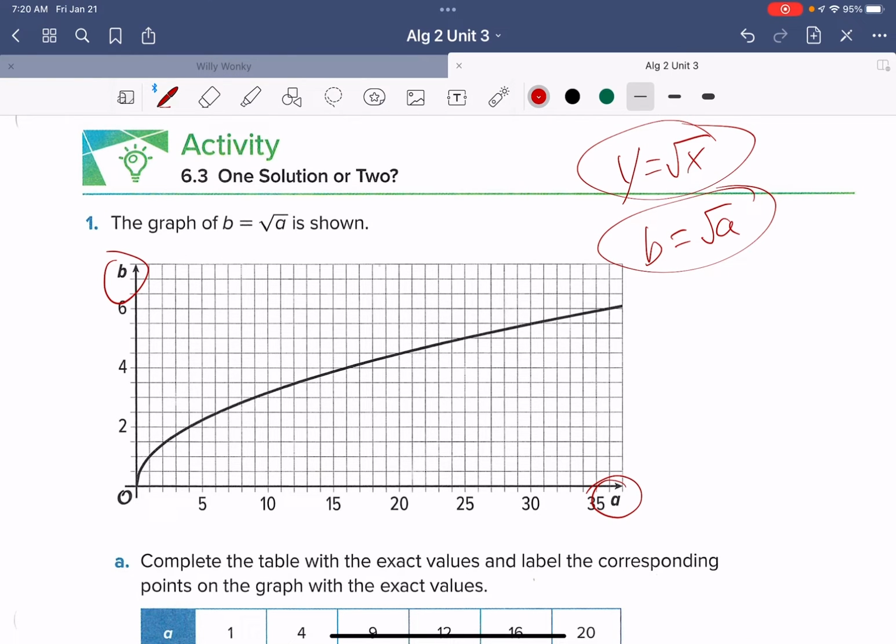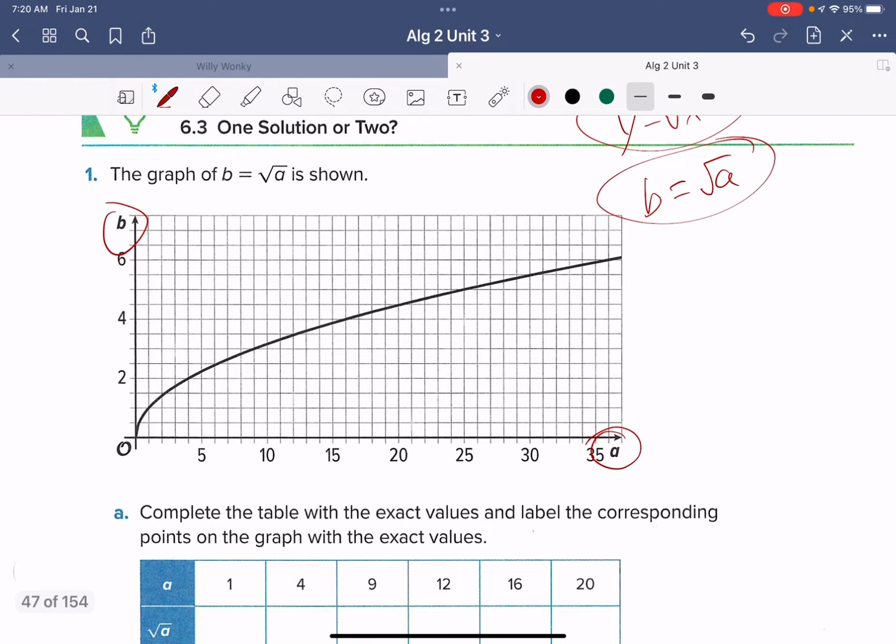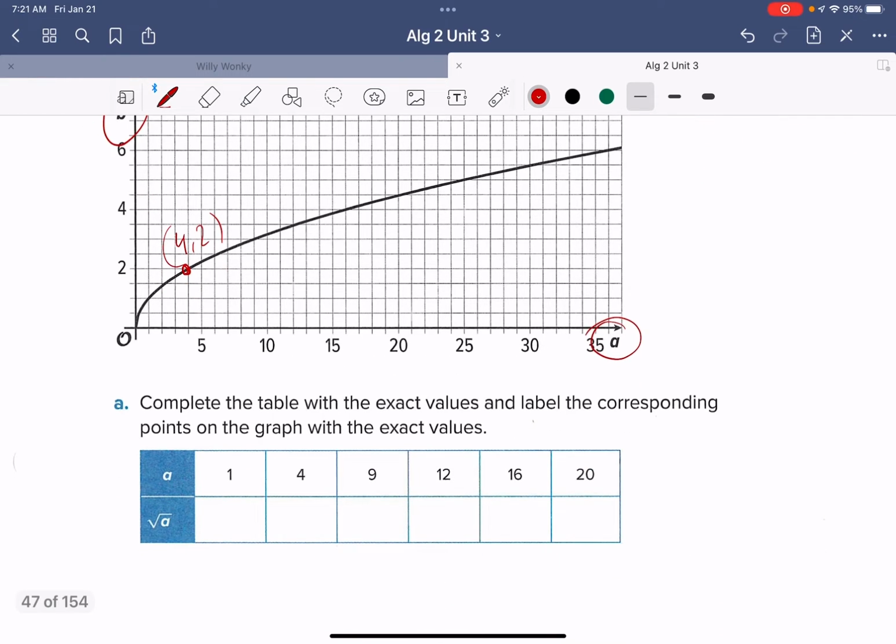So if we put in 4, right? So we put in 4, the square root of 4 is 2. There's only one answer to that. So this is the point (4, 2). And that applies to the table down here. Square root of 4 is 2. Square root of 1 is 1. Square root of 9 is 3. Square root of 16 is 4.